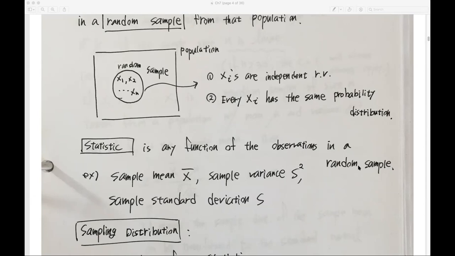To calculate the sample mean, we have to use the formula: the sum of all the sample data divided by the sample size, right? That formula can be considered as a function of the observations x sub 1 to x sub n. So now we can say that a statistic is a function of the observations, or a function of the sample data in a random sample.